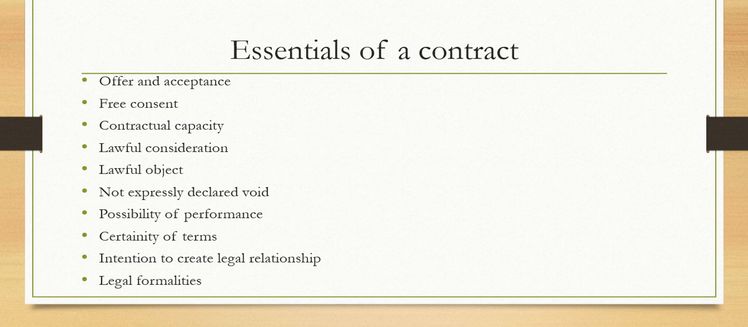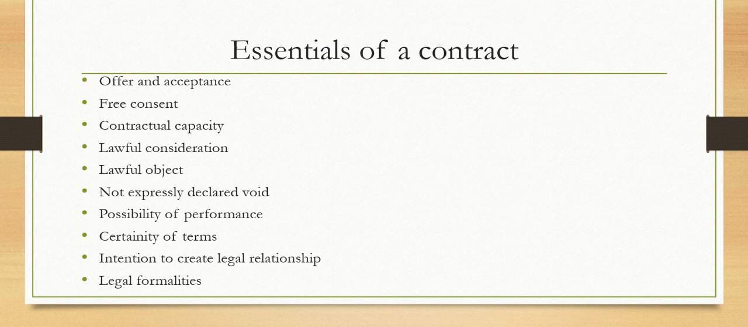Point number 5, lawful object. The object of the agreement should always be lawful. It should not be unlawful. If the object is forbidden, immoral, or opposed to public policy or societal concepts, then it will become unlawful. So any agreement with an unlawful object cannot be enforced by law. A lawful object is always essential to make it a valid contract.